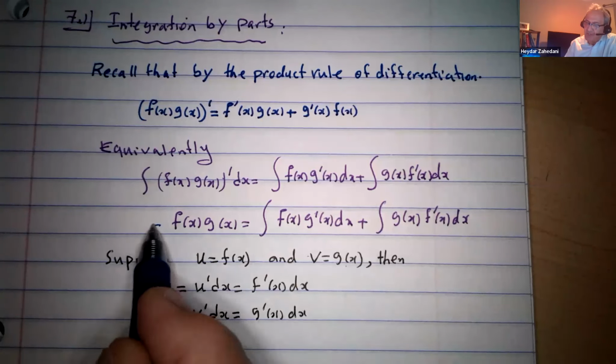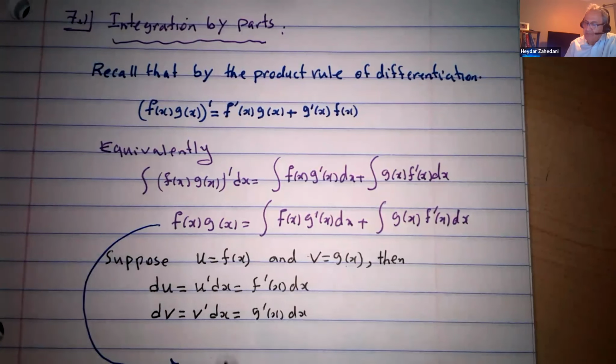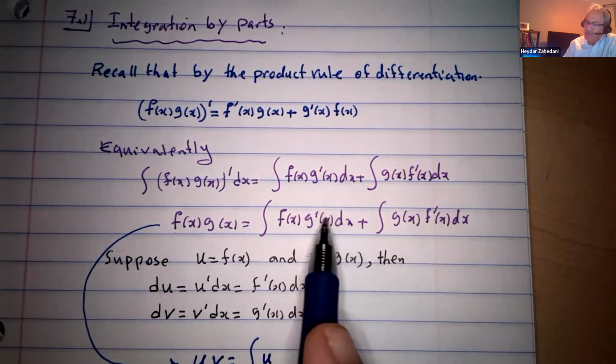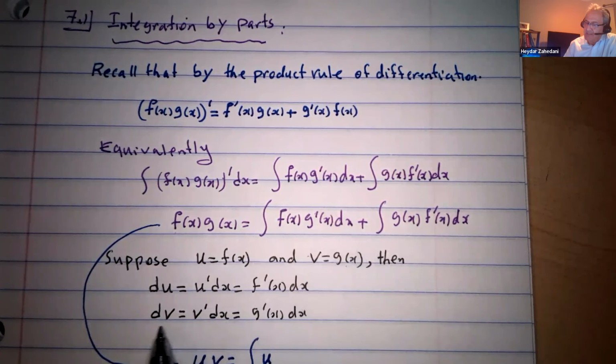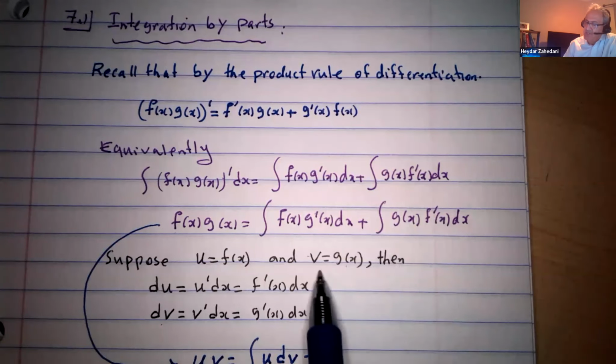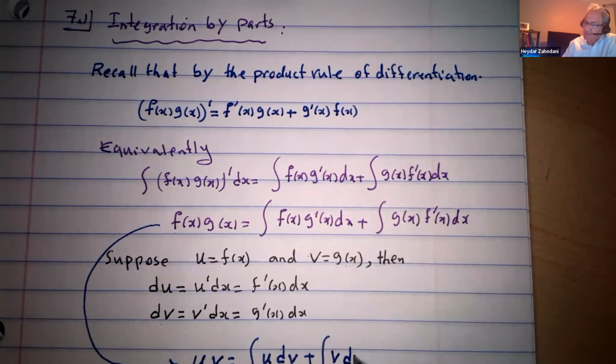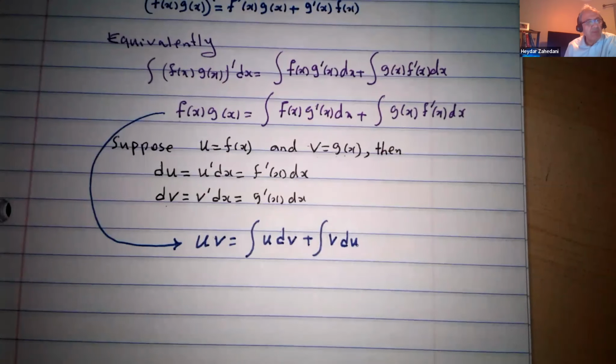So the conclusion is that u times v is equal to the integral of f of x, which is u, times g prime of x dx, which is the differential of v, so that gives you dv. Plus, the other way around, g of x is v, and f prime of x dx is du. So u times v is the integral of u dv plus the integral of v du.